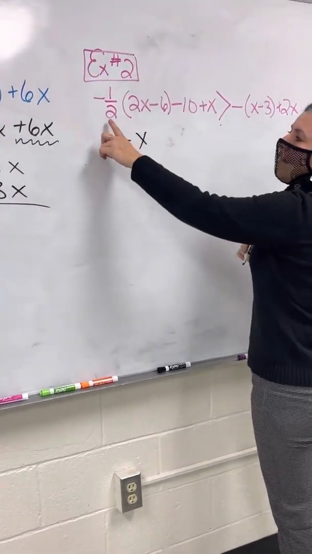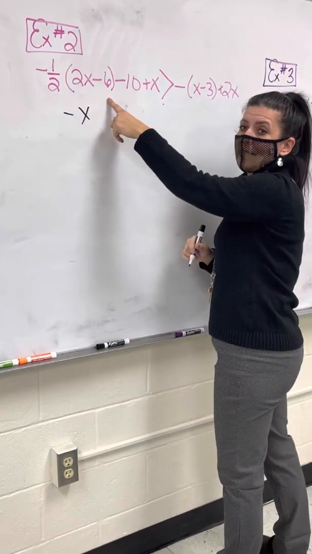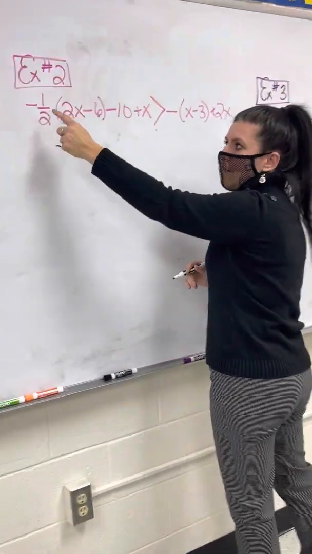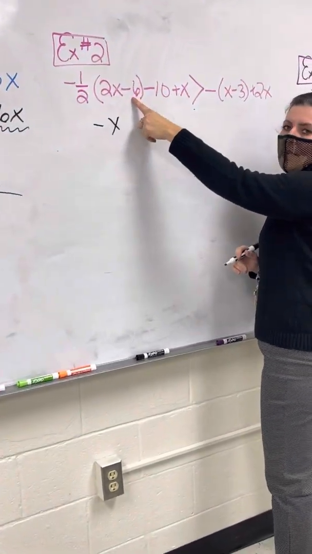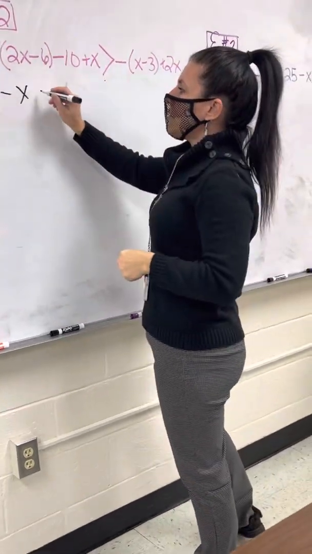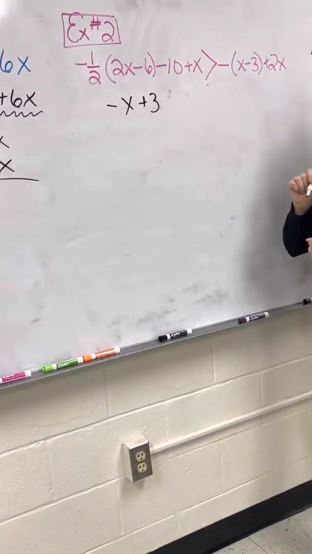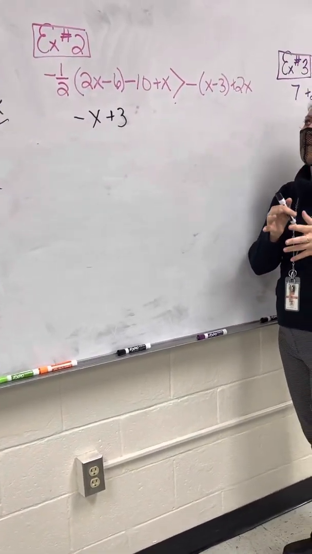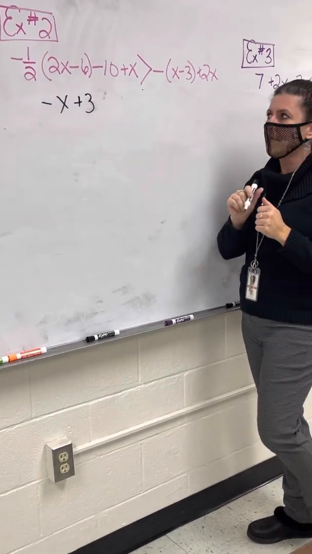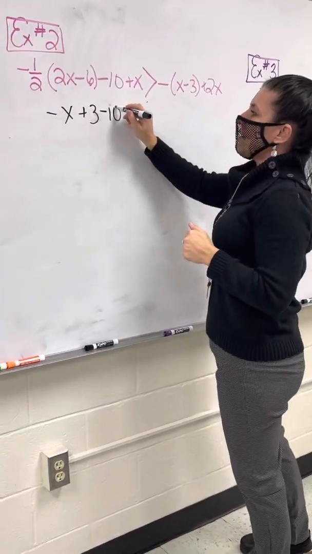Okay. Half of 6 is 3. A negative times a negative is a positive. So this should be +3. I distributed that -1/2 to both of those terms in the parentheses. I'm going to bring everything else down with me.